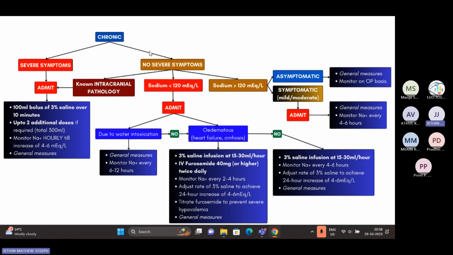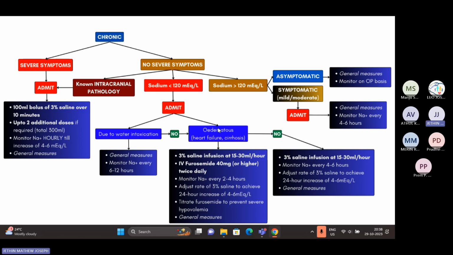If the patient has chronic hyponatremia with no severe symptoms and sodium is less than 120, so degree of reduction of sodium is severe, in this case also you admit the patient. From history, you will get to know whether this was due to water intoxication. If that is the case, there is a chance of this hyponatremia autocorrecting after some time. So take general measures and monitor the sodium every 6 to 12 hours.